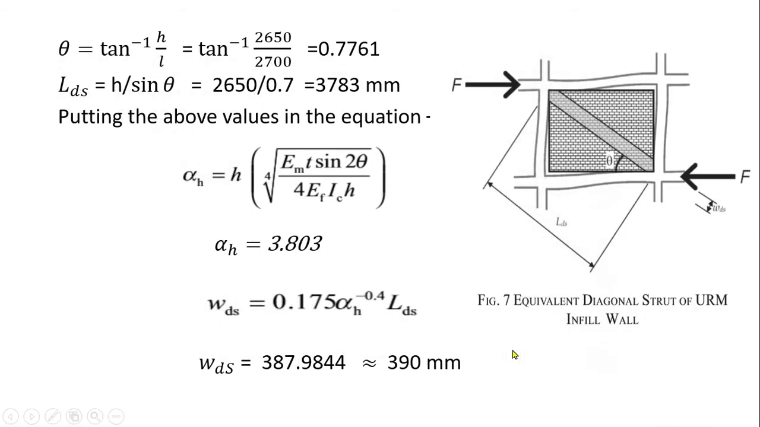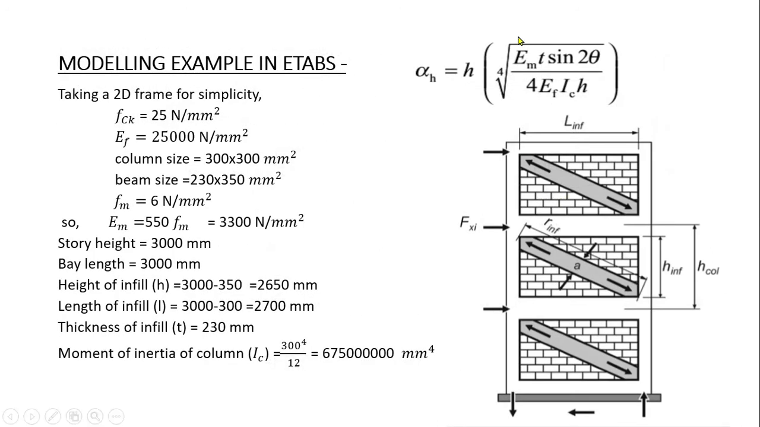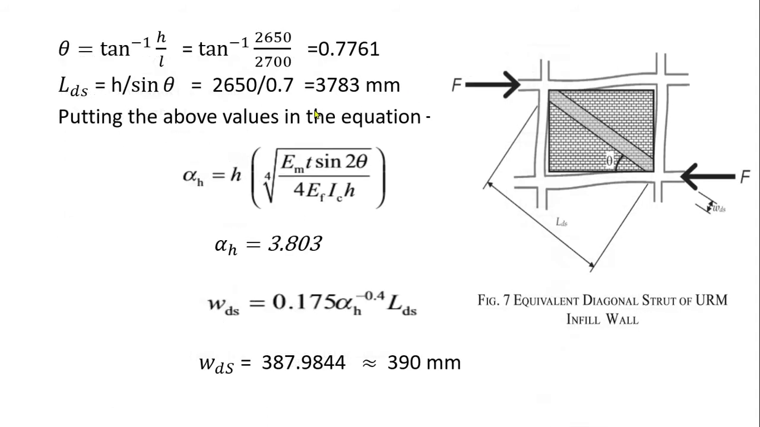Now after finding the parameters, we put all these parameters in this formula to find alpha h, and alpha h comes out to be 3.803. One important thing to know is the angle theta. How can you find theta? We have determined the height h, and we have also determined the length of infill, which comes out to be 2700. So we can easily use trigonometry to find the angle theta.